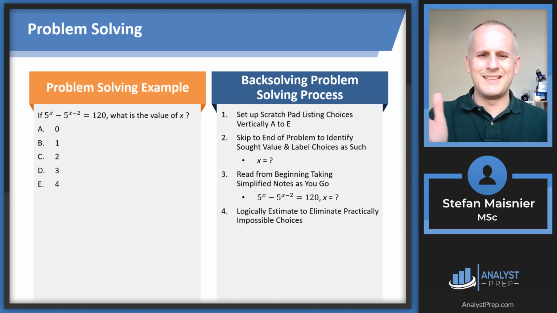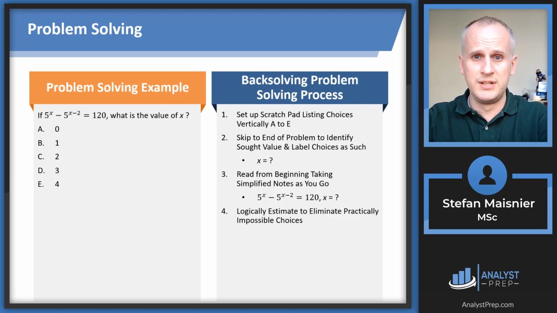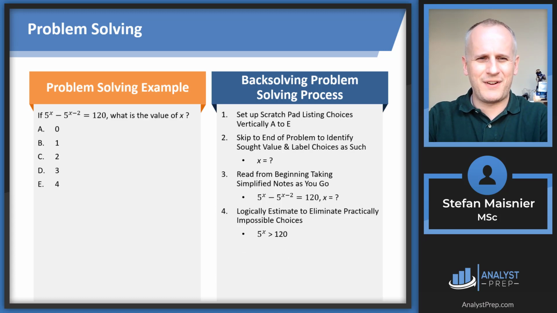So we can logically estimate to eliminate practically impossible choices immediately, which is really efficient here. So we know that 5 to the x has to be more than 120 because I'm subtracting something from it. That's just logic, right? I guess I could technically have it be a negative, but it just doesn't seem logical at all as we even think about it. 5 to the x has to be greater than 120 if I'm subtracting from it. Because if I move the thing to the other side, I just know this. I don't need to double check it.